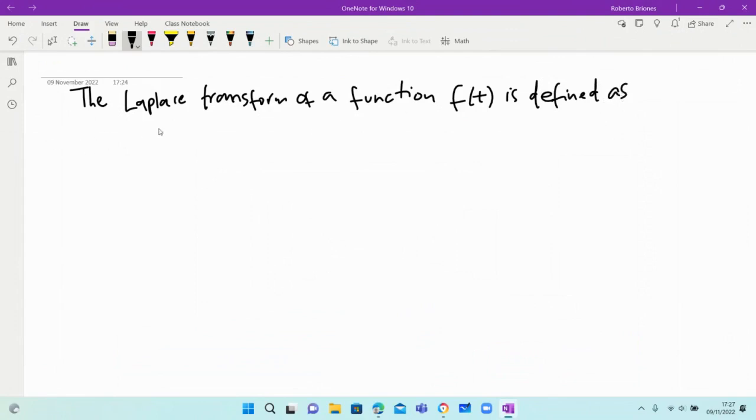The notation that we use is capital F of s, which is defined as the stylized capital L of the function f of t, equal to the integral from 0 to infinity of the function f of t times e to the negative st dt.